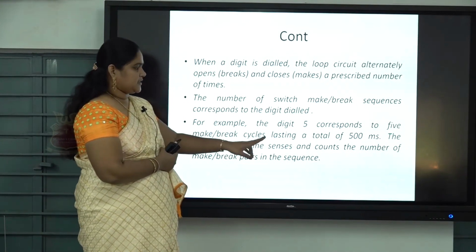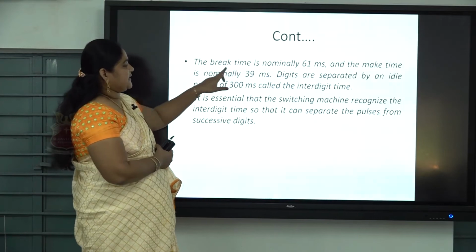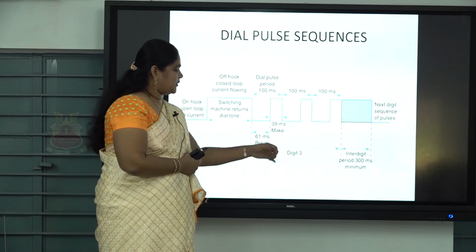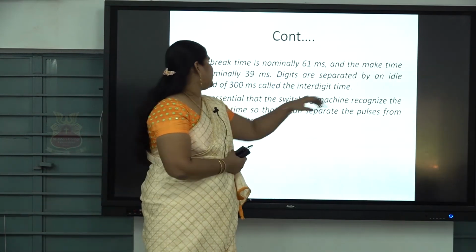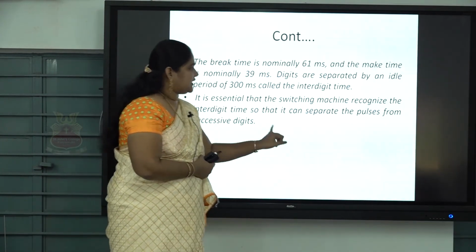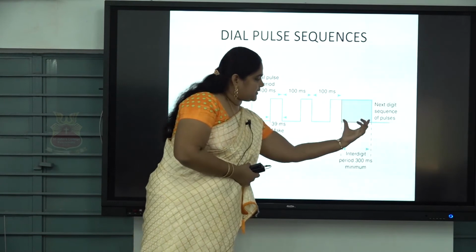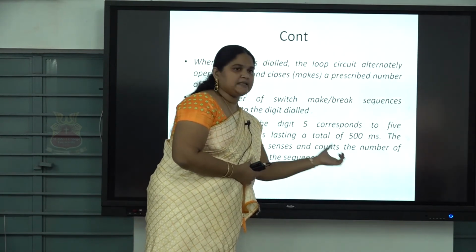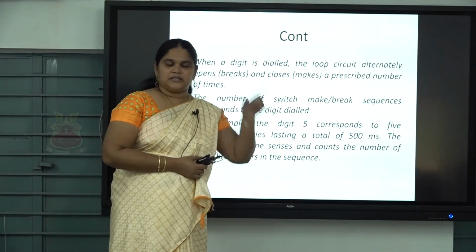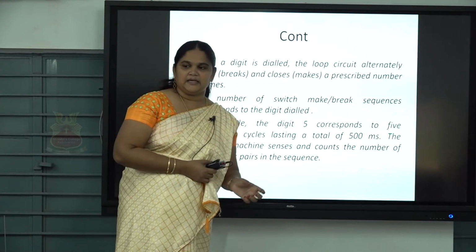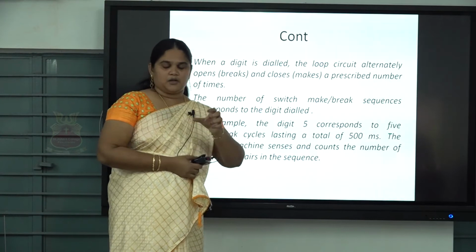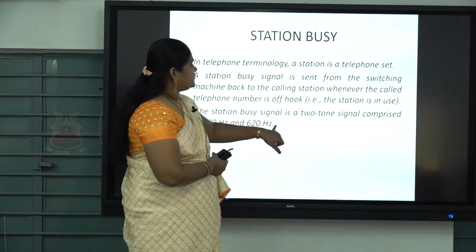The switching machine senses the ring. Then the break time is nominally 61 millisecond, and the make time is 39 millisecond. Digits are separated by an interdigit period of 300 millisecond. This is the interdigit period. So if you are pressing 3, 5, it is 300 millisecond, interdigit 300, then 500 millisecond, again 300 millisecond, then 100 millisecond, like that it will go.